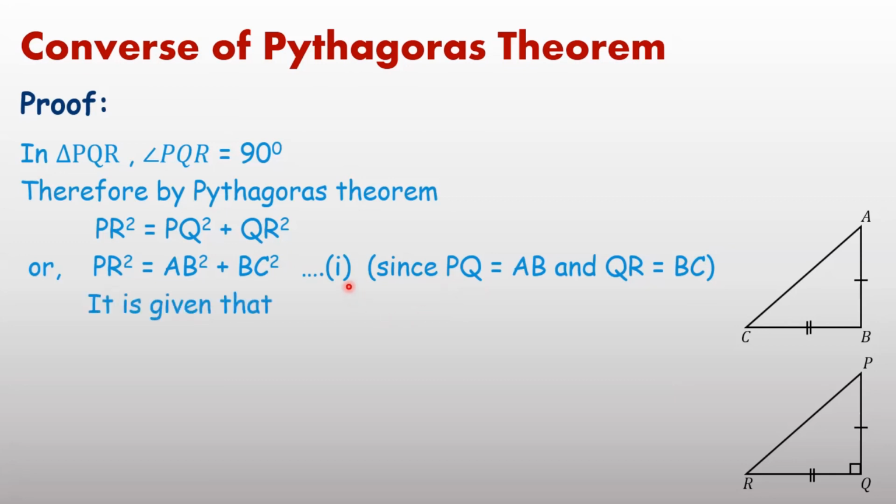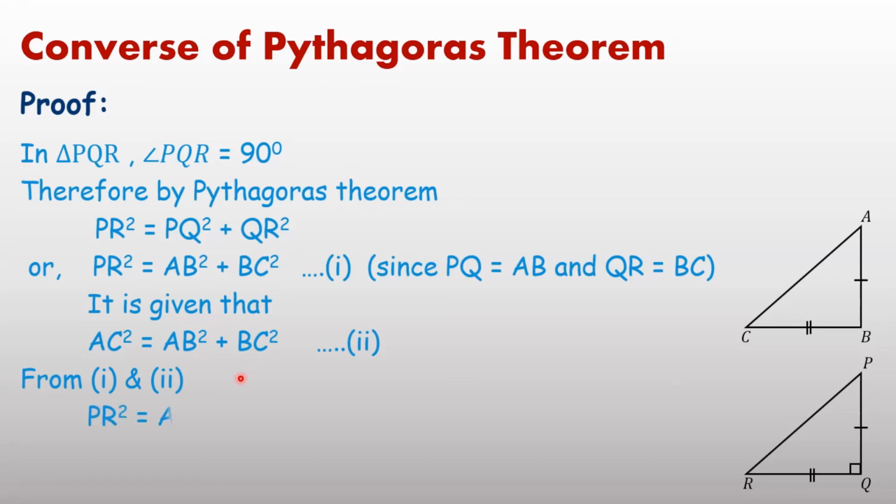Therefore, equation first, and it is given that AC square equal to AB square plus BC square. Equate first and second. We will get PR square equal to AC square, taking square root PR equal to AC. Mention it as equation 3. Once more, equation first you are getting by applying Pythagoras theorem in PQR. Equation second is given. Equate first and second, you are getting PR equal to AC.